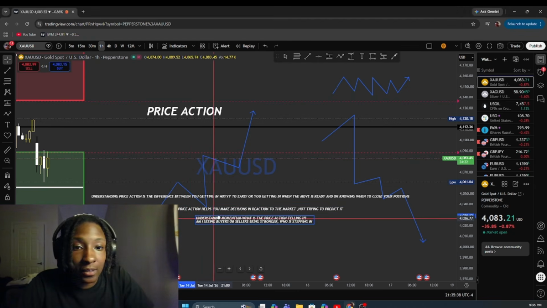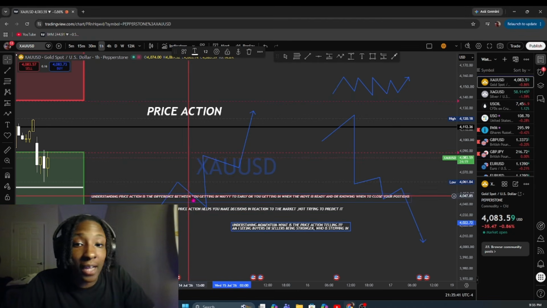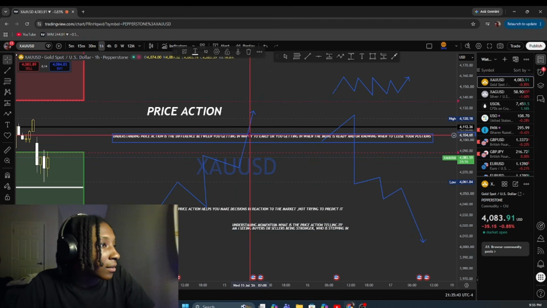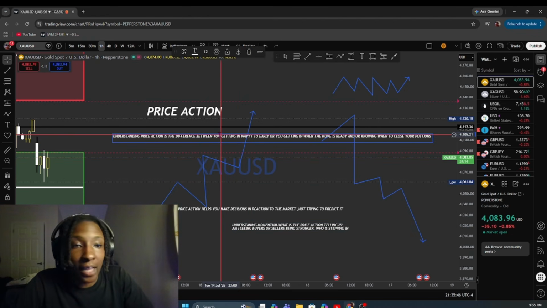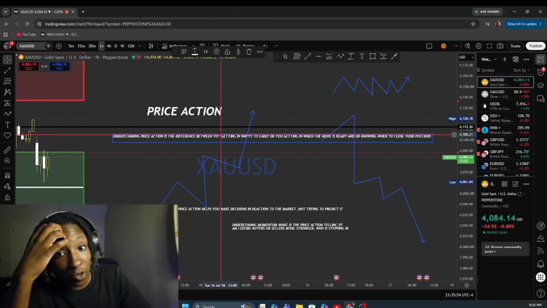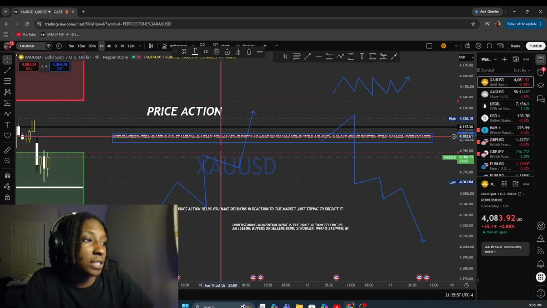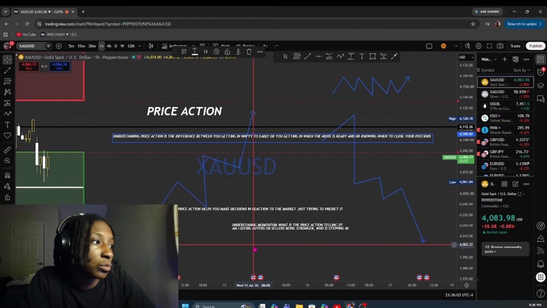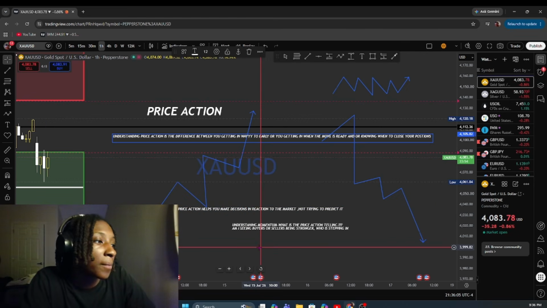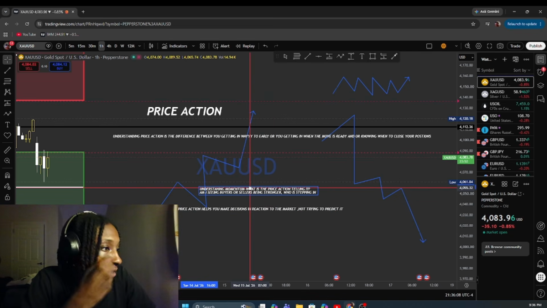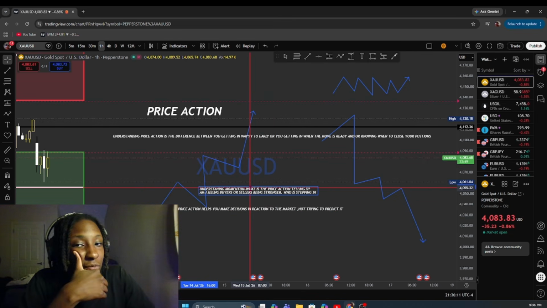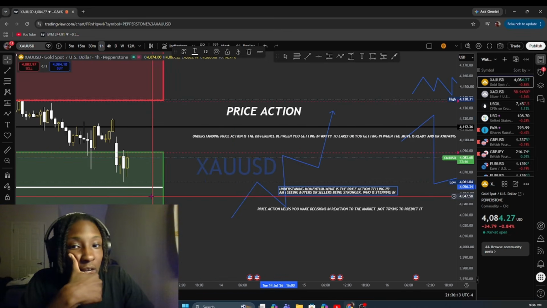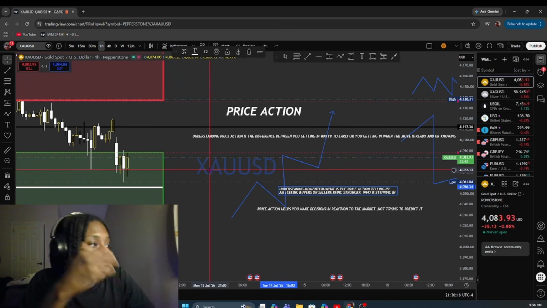So, here are some key things that I think would help with price action, in my opinion. Understanding price action helps you dictate whether you want to get in too early or get in when the move is already over with, or even closing your position. Price action helps you react to the market instead of trying to predict. So understanding what momentum is and what price action is telling you. What are you seeing? Are you seeing buyers stronger than the sellers, or are sellers stronger than the buyers?